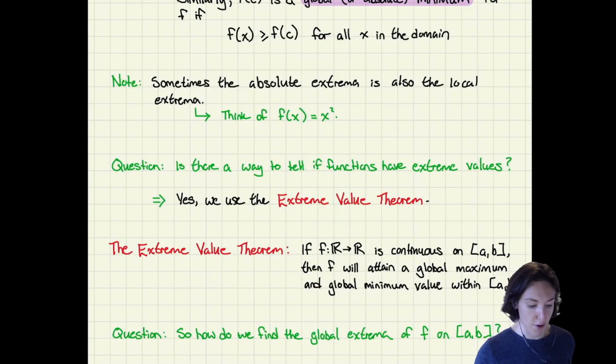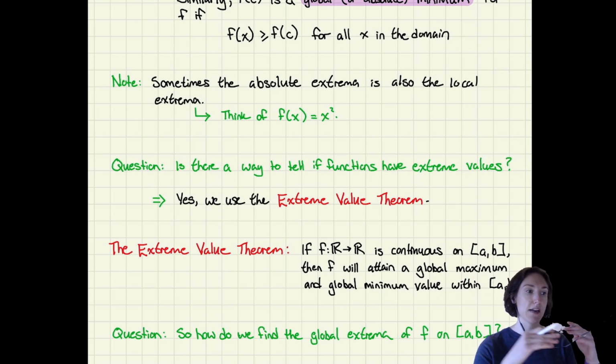The extreme value theorem is actually used a lot within different areas of mathematics because it gives you a way to tell if a function has extreme values or not. So it's very useful in other proofs of theorems for calculus. The extreme value theorem says that if you have a continuous function on a closed interval, then f will attain a global maximum or global minimum value within that interval.